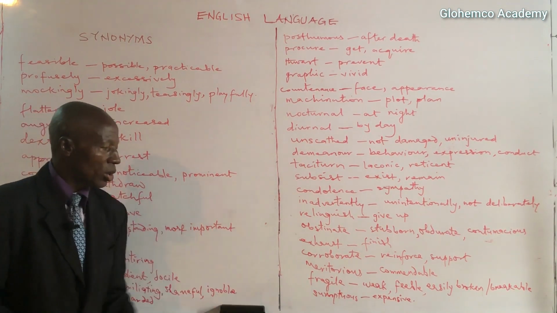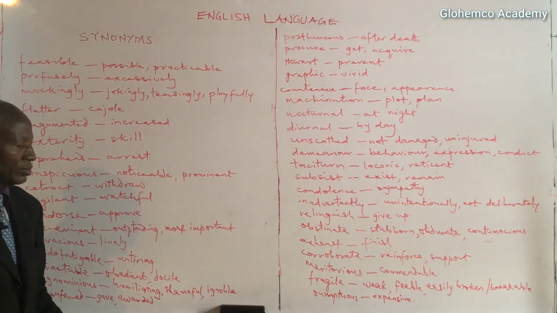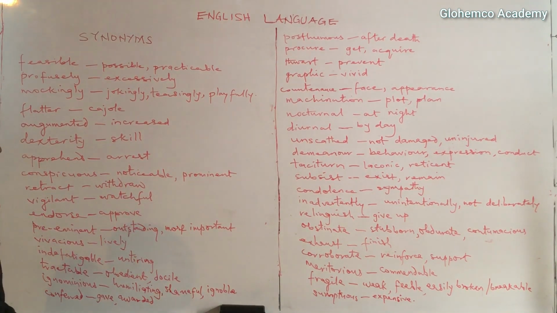Then, meritorious. The person retired last week after meritoriously serving the Oyo State government. Meritorious means commendable. That's meritorious service.